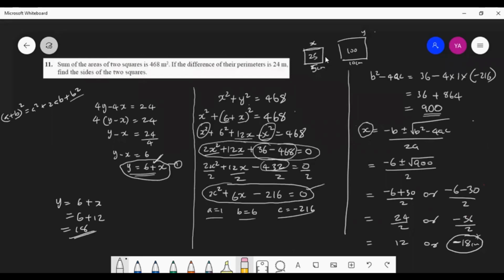In some areas of mathematics, we use the negative sign for denoting direction. Here, this is not such a problem, so the length cannot be negative. So we choose only 12. Then we substitute this value in y is equal to 6 plus x, and we'll get the second number, the second side.